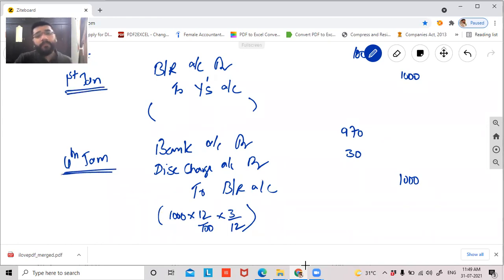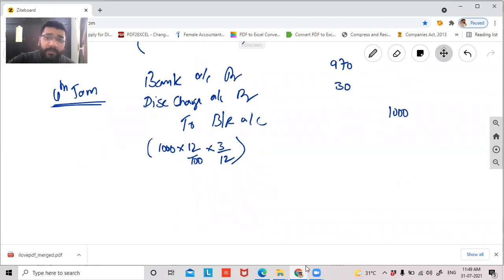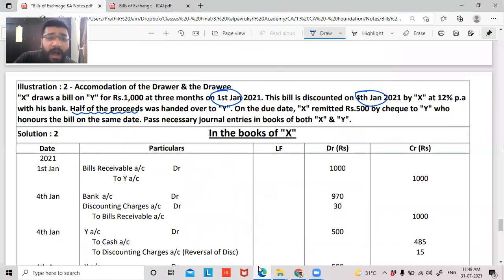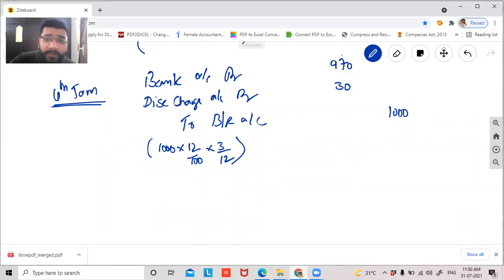No, sir. Now what happens, guys? As soon as the money is coming, half of the proceeds. Proceeds means the money which is recovered from the bank, the money which is coming inside your business. So on the same date, as soon as the money came from the bank, this money is being given to Y.